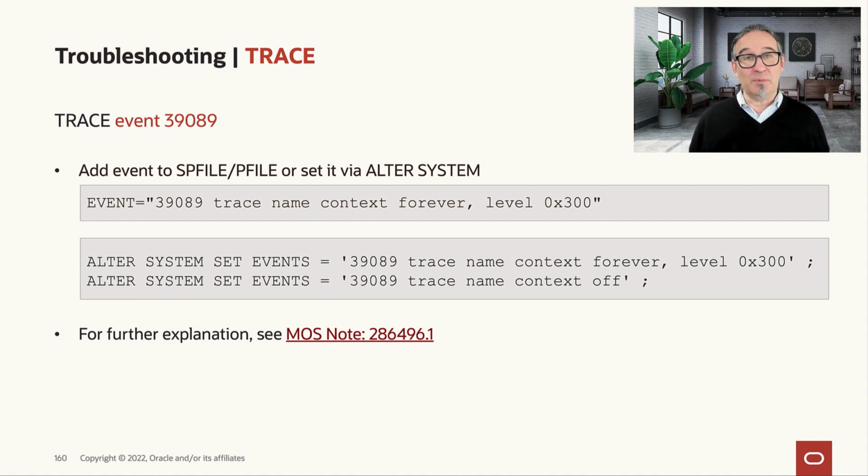And then you can put it also in your SPFILE or in the init.ora. So here the event for Data Pump triggering the trace is 39089. So you would put event=39089 trace name context forever, colon, level, and then the bit mask for the trace event. Not used so often, but you could.